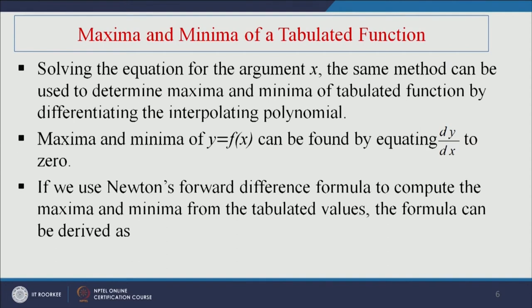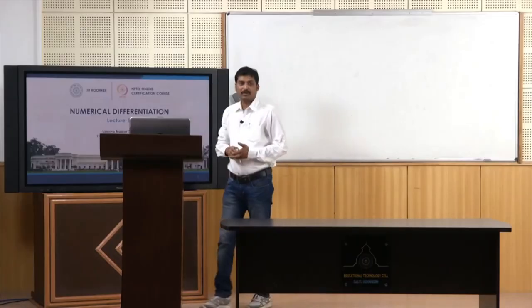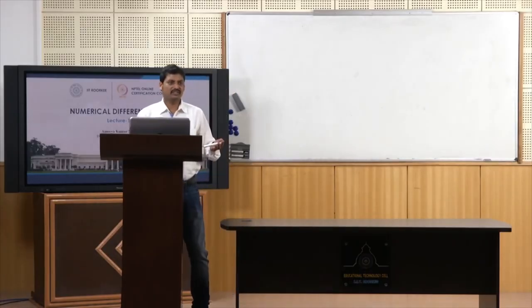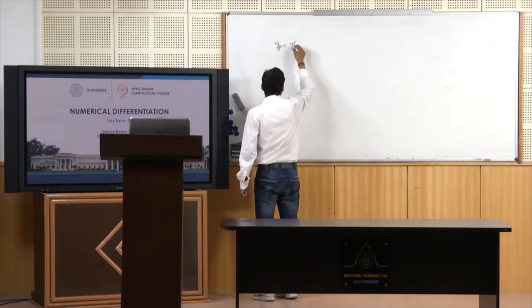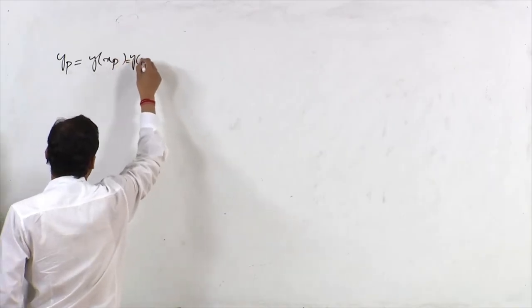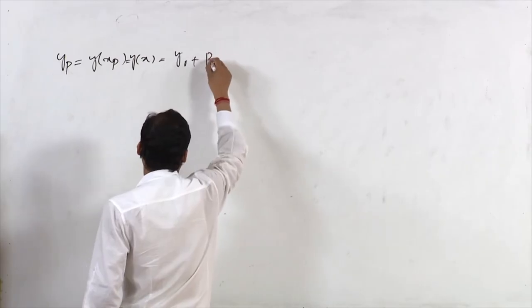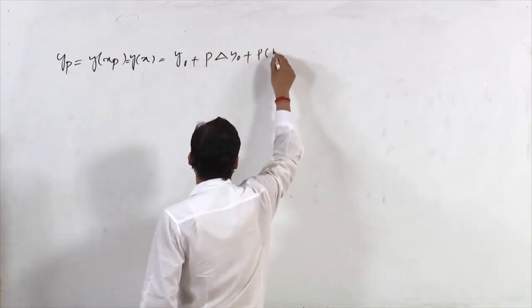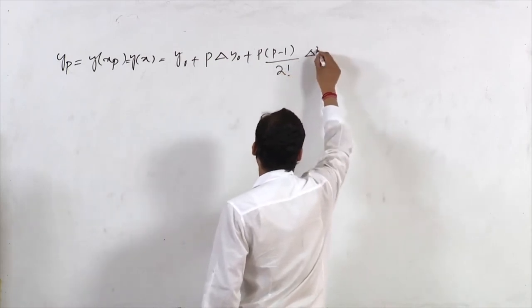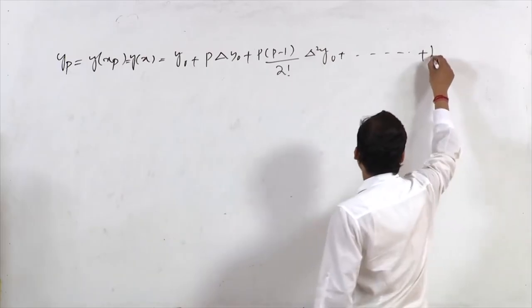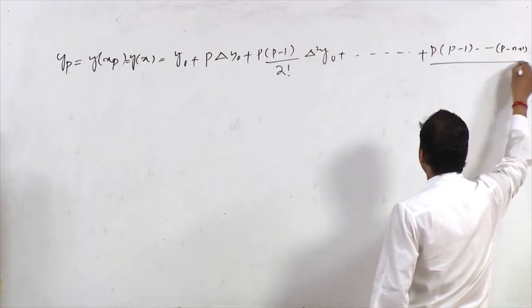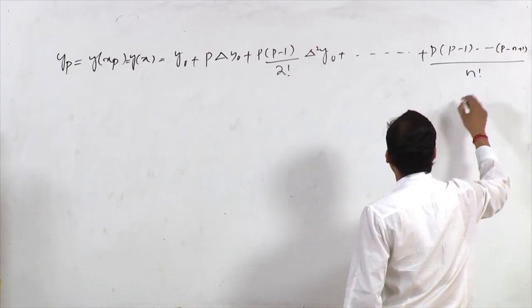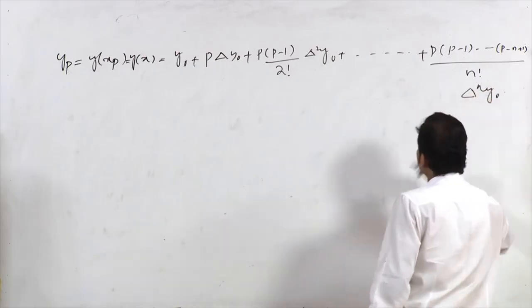And first, if we use Newton's forward difference formula to compute the maxima and minima for the tabulated values, we have already discussed this in previous lectures, but if I write it once more, it can be written as y of x equals y 0 plus p delta y 0 plus p into p minus 1 by factorial 2 delta square of y 0 plus up to p into p minus 1 up to p minus n plus 1 by n factorial delta to the power n of y 0.